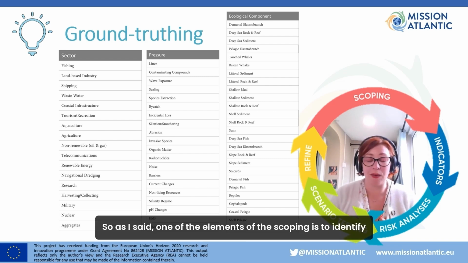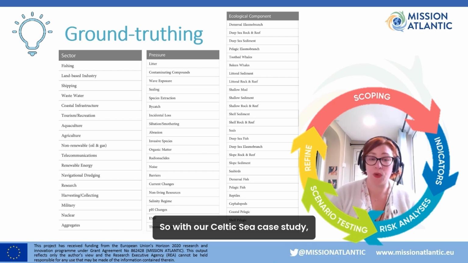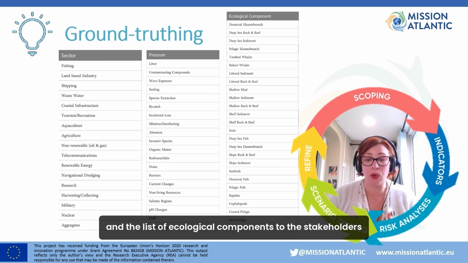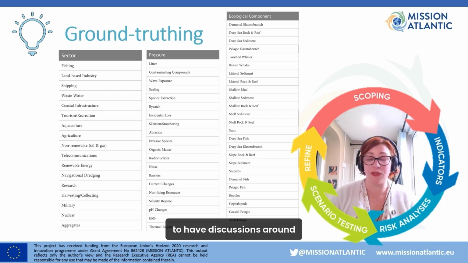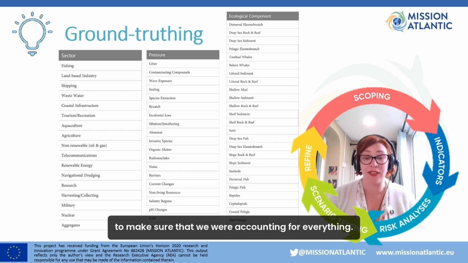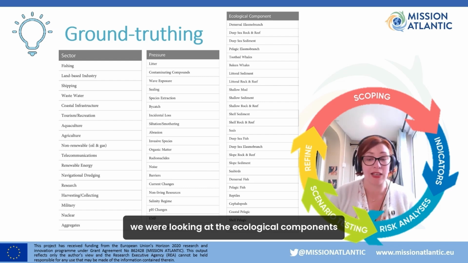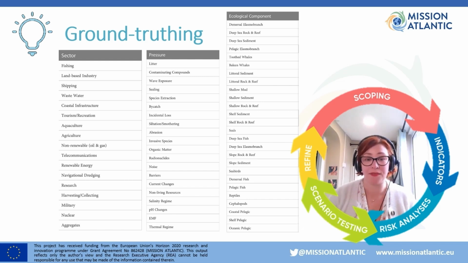As I said, one of the elements of the scoping is to identify what elements should be included in this assessment. So with our Celtic Sea case study, we took our list of sectors, our list of pressures, and the list of ecological components to the stakeholders to ask them if there was anything missing, to have discussions around where this was included or where that was included, to make sure that we were accounting for everything. And also have discussions about whether the scale at which we were looking at the ecological components would be meaningful and be able to give us the kinds of outputs that we were looking for in this assessment.